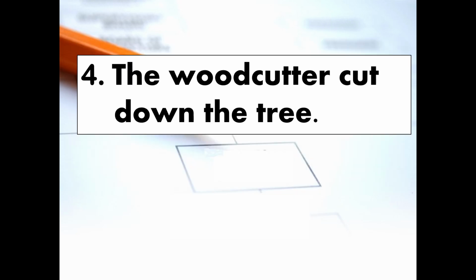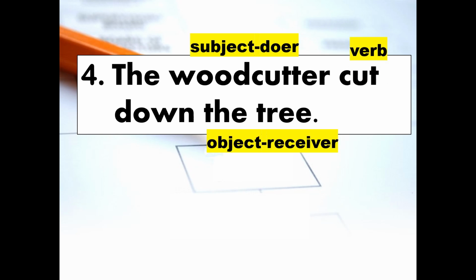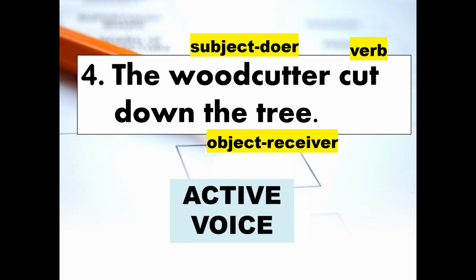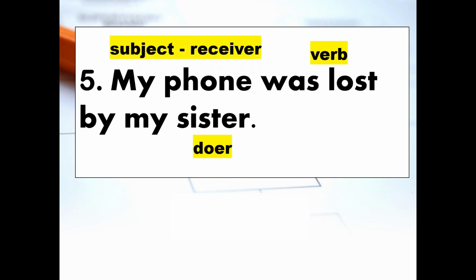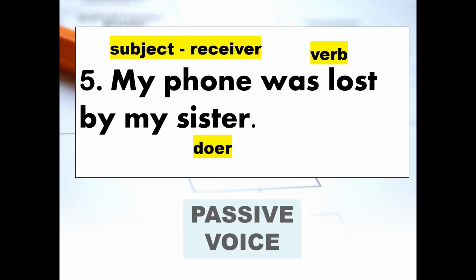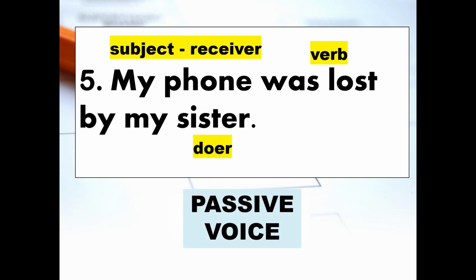Proceed to number 4. The woodcutter cut down the tree. Our doer here is the woodcutter, and then the verb is the word cut, and then the object is the tree. Therefore, this is active voice. My phone was lost by my sister. Who do you think is our doer? The doer of the sentence is the sister, and the action done by the sister is losing the phone, and of course the receiver is the phone, and this is in passive voice.